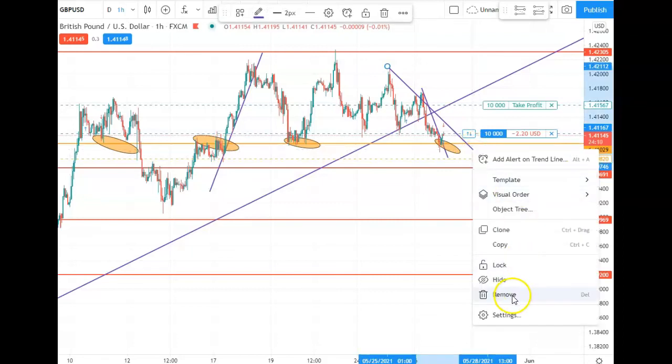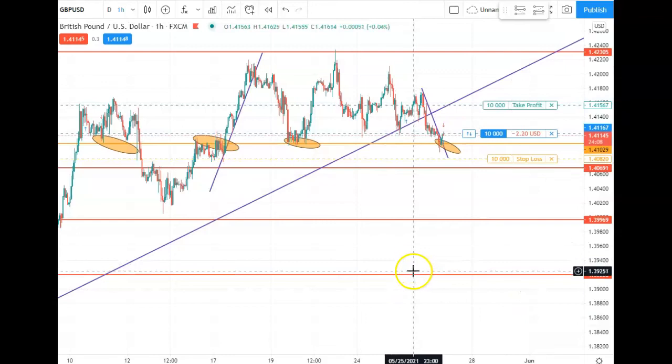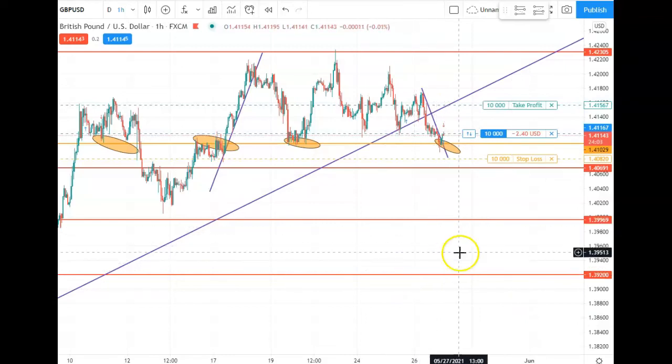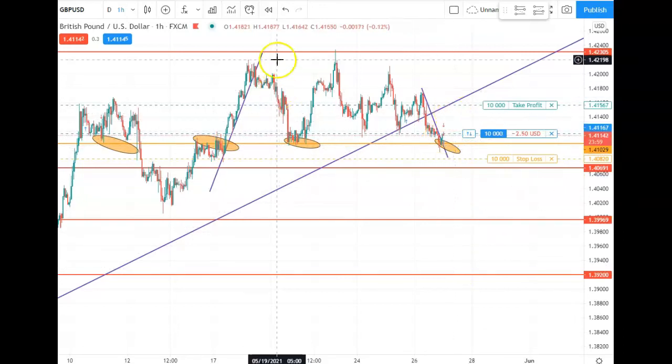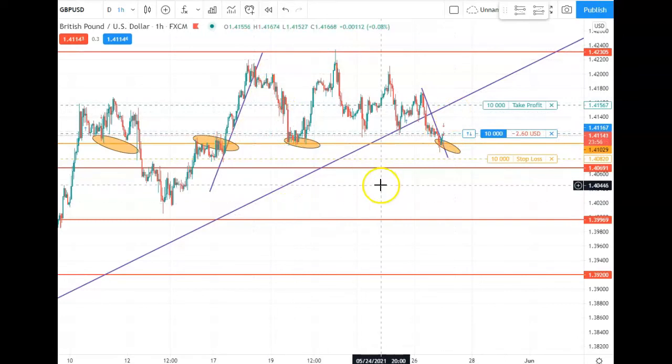And this is drawing through. I'm going to remove this. And so let's see if we get some nice price action moving up. So I hope this helps.